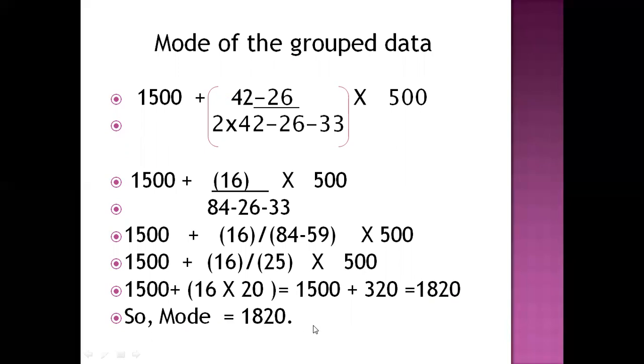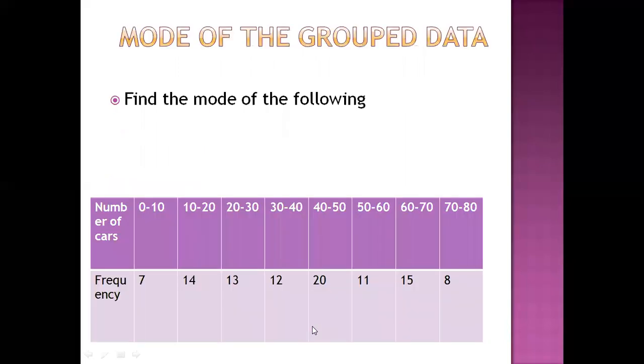Now another question from exercise 14.2. Find the mode of the following data. Number of cars 0 to 10, 10 to 20, 20 to 30, 30 to 40, 40 to 50, 50 to 60, 60 to 70, 70 to 80. These all are exclusive classes. So no need to find any boundary of the classes for this, because the exclusive classes are themselves the boundaries of the classes. Frequencies 7, 14, 13, 12, 20, 11, 15, and 8.